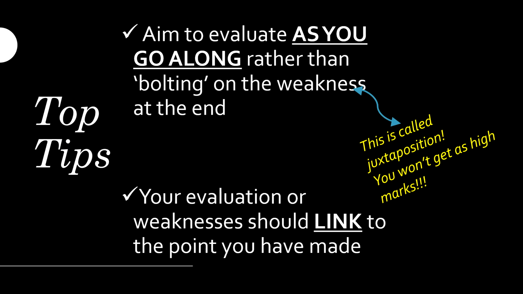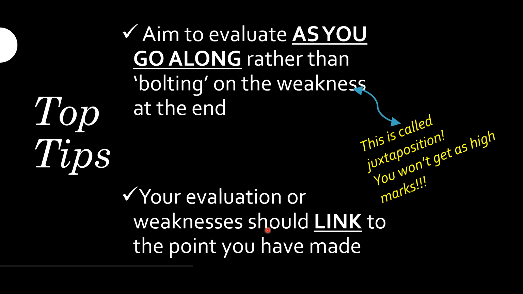So here are some top tips for you to consider. Aim to evaluate as you go along rather than bolting on the weaknesses at the end. If you do just that opposing paragraph highlighting those weaknesses, that is often called juxtaposition and you will not get as high marks, and you'll probably find yourself maxing out at about 12 marks. So try and be specific to any point that you've made.